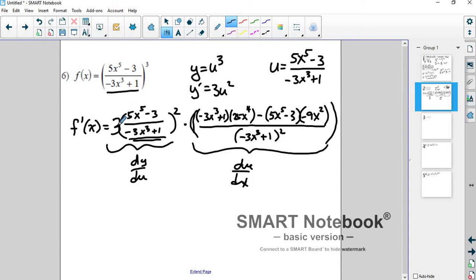Okay, one rule at a time. The 3 comes down to the 2, that's one rule, times the second rule, which in this case is a quotient.